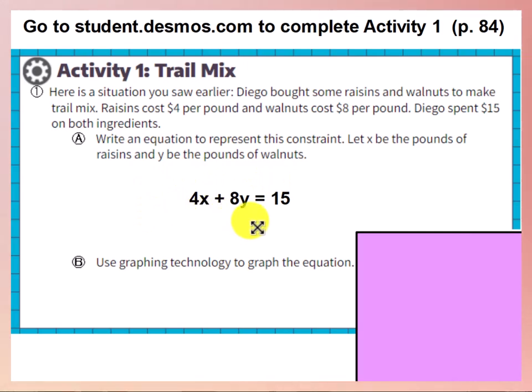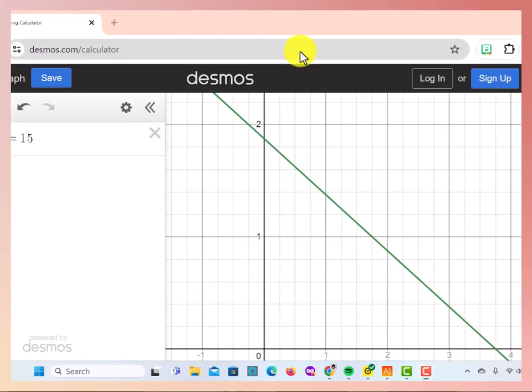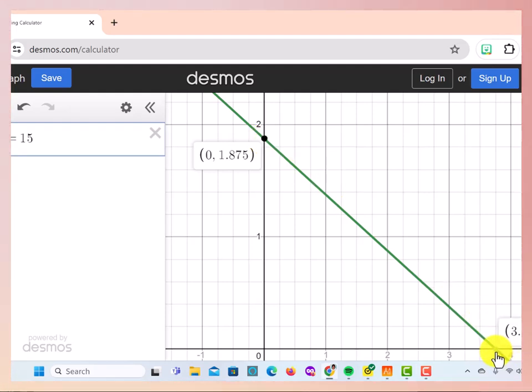4x plus 8y equals 15. All right, you don't need to solve for y. You can just put it in just like it is. 4x plus 8y equals 15. It will graph it for you. So I can click here and see that my y-intercept is 1.875. And my x-intercept is 3.750. Let's interpret what that means.